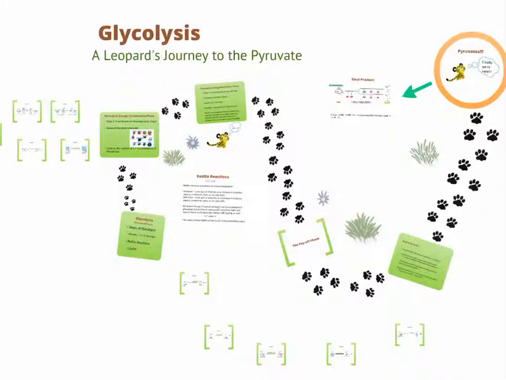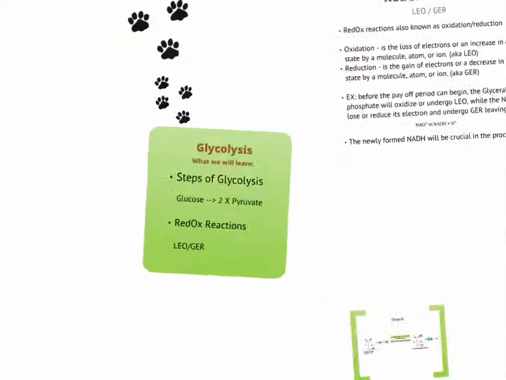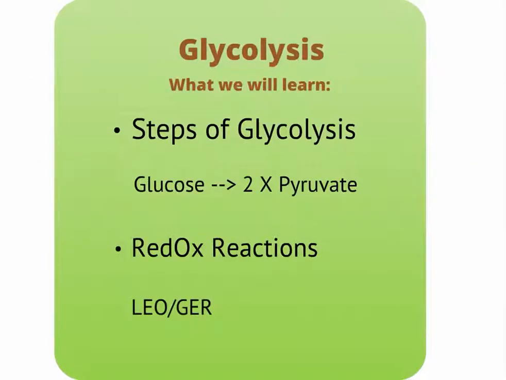Welcome to Glycolysis, a Journey to the Pyruvate. In this video we will learn the 10 steps of glycolysis. That includes how glucose goes through glycolysis and comes out as 2 pyruvate, and then we'll show a redox reaction within that.